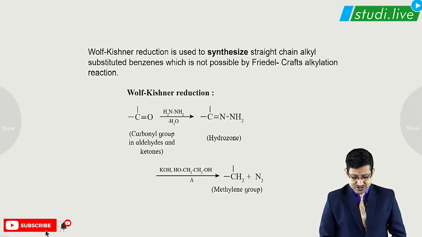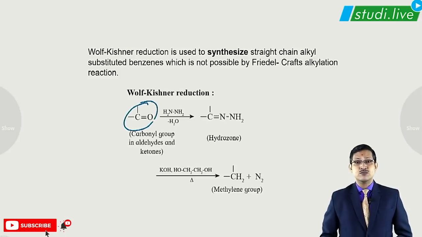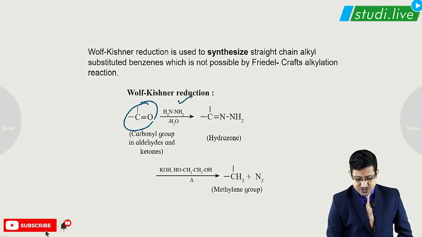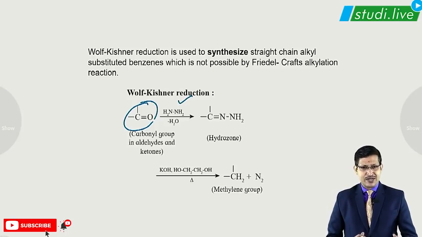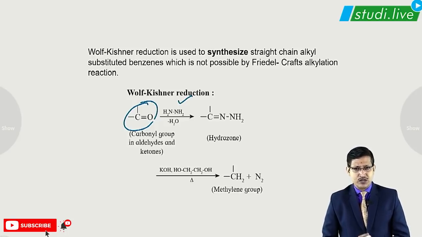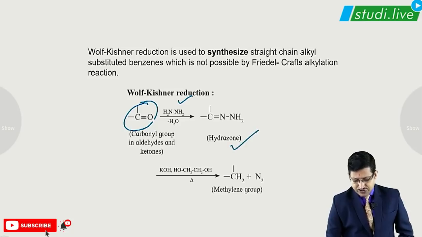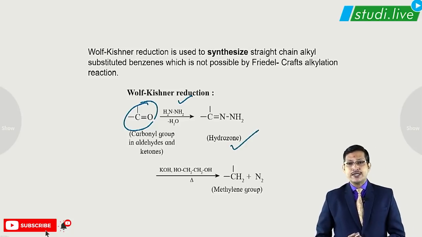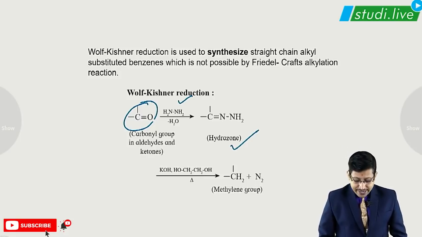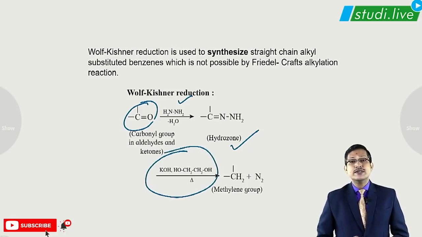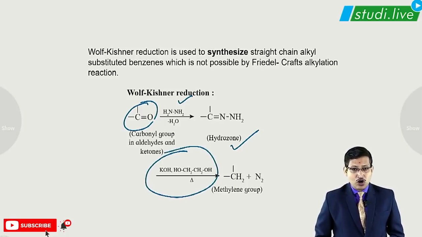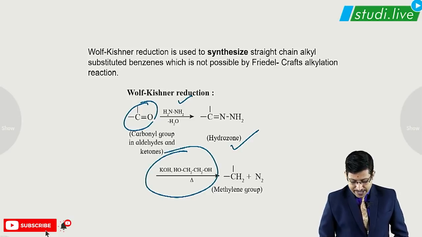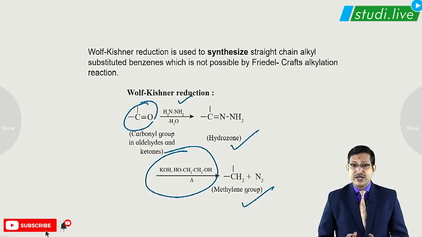Now here in this Wolff-Kishner, this is C double bond O, ketone, combining with NH2-NH2. So it can be aldehydic group or ketonic group. It's a carbonyl basically. So first step, it will give you hydrazone. So aldehyde or ketone will first combine with hydrazine to give you hydrazone. That hydrazone in the second step reacts with KOH, that is alcohol, or ethylene glycol, CH2OH, CH2OH, and that gives you the formation of methylene group.